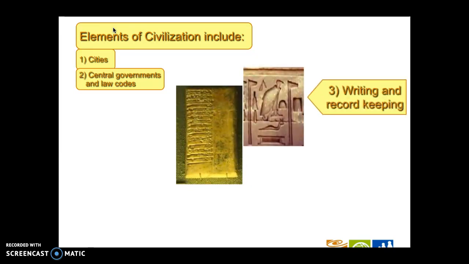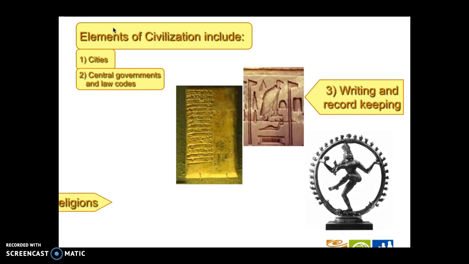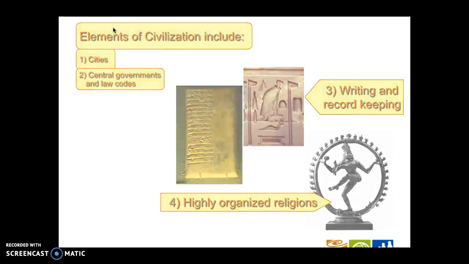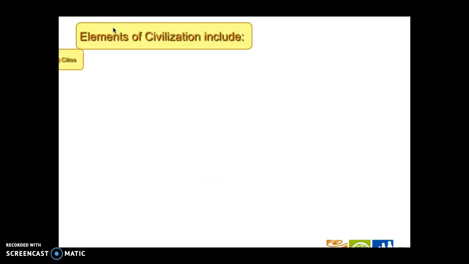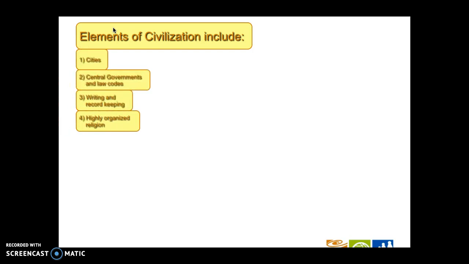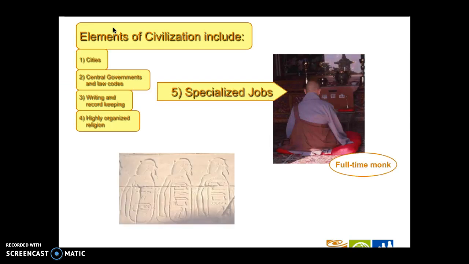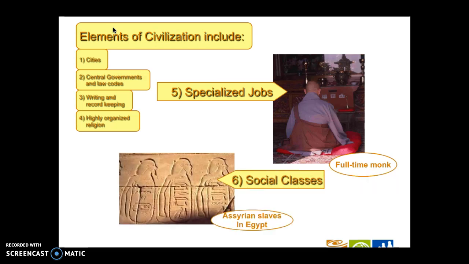the emergence of writing and record keeping, in addition to highly organized religions. Okay, so there's 4 of the 7 elements that we're going to talk about: cities, governments, writing and record keeping, highly organized religion, and don't forget about specialized jobs. So people can branch out and do more than just food production. In addition to that, we're going to see the emergence of social classes.